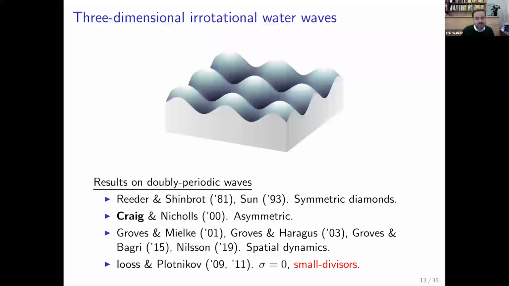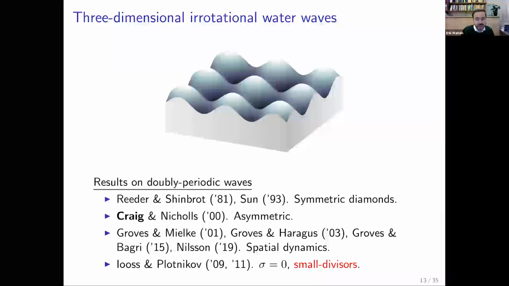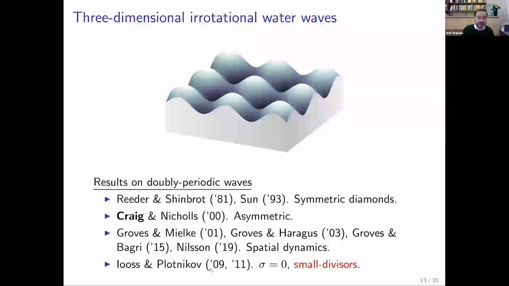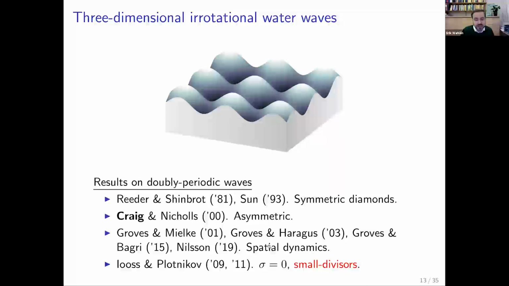Whereas in three dimensions, it's actually much easier to work with surface tension. Without surface tension, you run into small divisor problems. Nevertheless, there is this very fundamental work by Jos and Plotnikov proving the existence of doubly periodic pure gravity waves. The first paper was on the symmetric case, and the second one on asymmetric waves. Both of them use Nash-Moser theory.